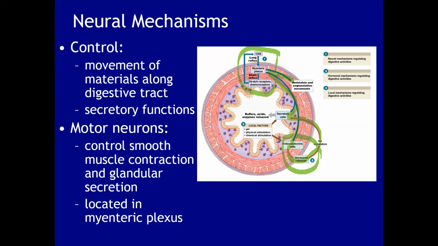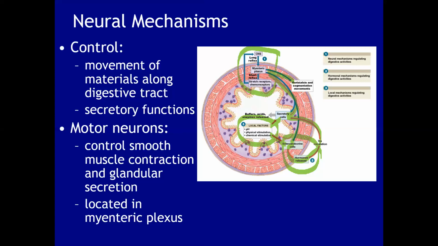Then we have the third portion where we have the local factors. So what happens to the pH? What is the physical stimulation that has occurred by whatever you've eaten? And what is the chemical stimulation that has occurred by whatever you've eaten? Regardless of which of those three it is, those are called local factors, and they will interact also with secretory cells, and they will also interact with the enteroendocrine cells. Right? So that's a basic overview of the different mechanisms that allow for digestion to occur.